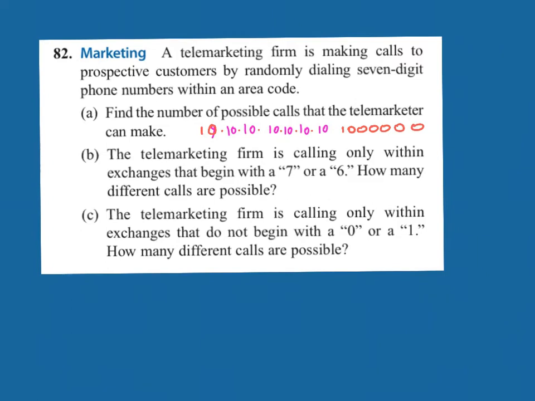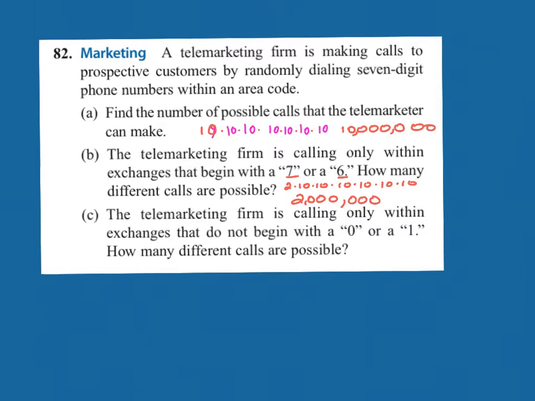Oh, one more 0. So it would be 10 million possibilities. B says the telemarketing firm is calling only within exchanges that begin with the 7 or 6. Now there's only 2 options for that first number. And then there'd be 6 tens. 1, 2, 3. So it'd be 2 million.